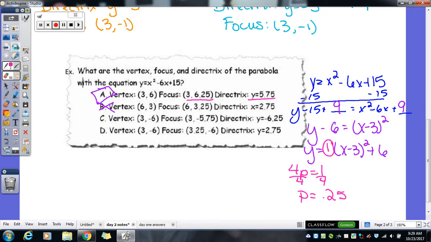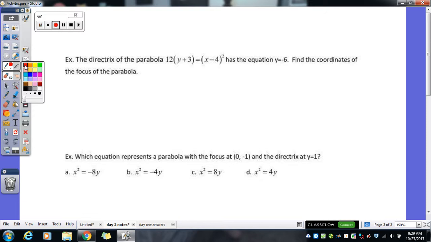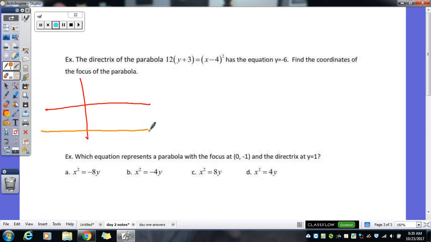Let's try a few more questions. So here we have the directrix of the parabola given there has the equation y equals -6. Find the coordinates of the focus of the parabola. So again, I'm a big fan of the picture, so I'm going to start drawing myself a picture. I know my directrix is down here at y equals -6.